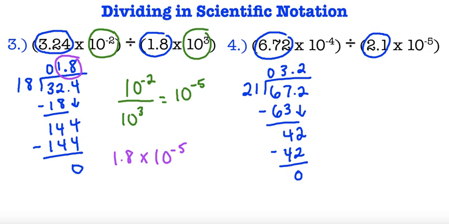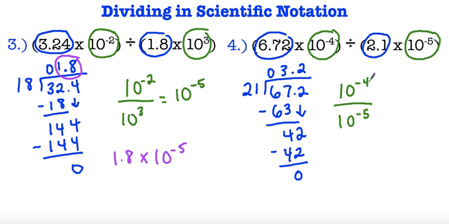And now I'm going to divide 10 to the power of -4 divided by 10 to the power of -5. And remember here, this is the same thing as -4 minus -5. So it ends up being -4 plus 5. And I have 10 to the power of 1. So my final answer here is 3 2/10 times 10 to the power of 1.